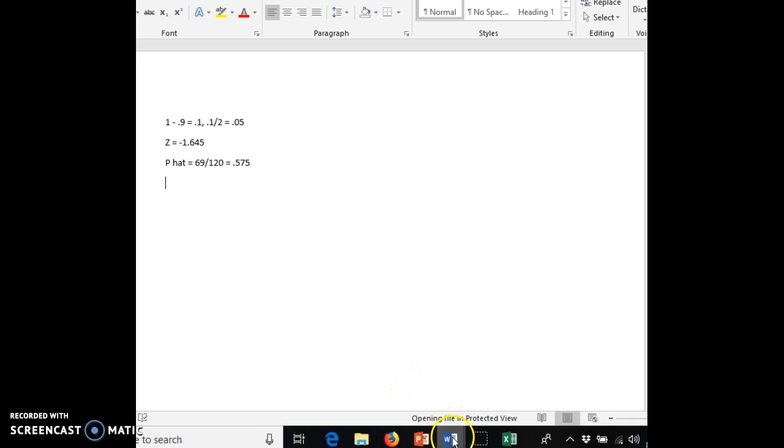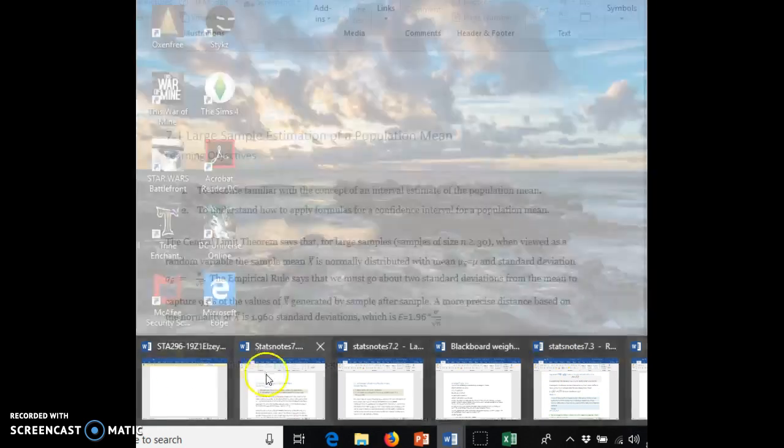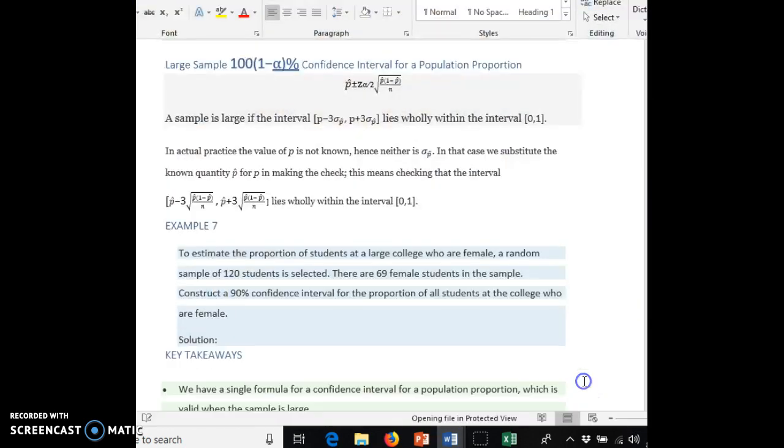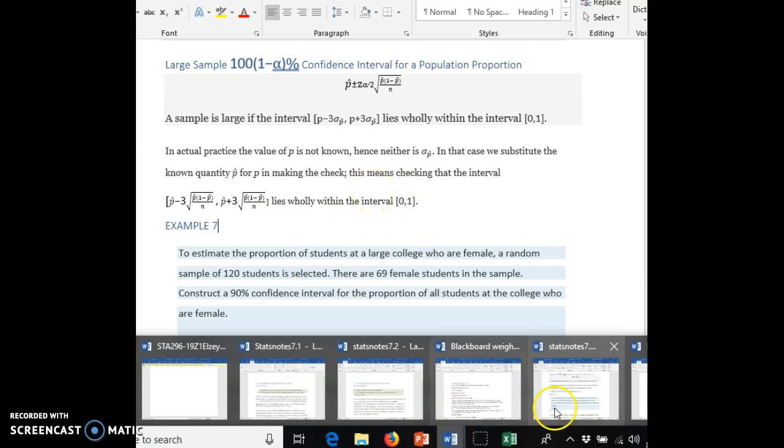All right, now let's go back here for a moment, and let's notice that we need to first check this interval right here and make sure that we have a big enough sample size, because if it's not large enough, we then really cannot do this confidence interval. So we need to do p hat minus 3 times the square root of p hat times 1 minus p hat over n, and then p hat plus that same quantity, and see if it lies in the interval 0, 1. So let's do that computation.